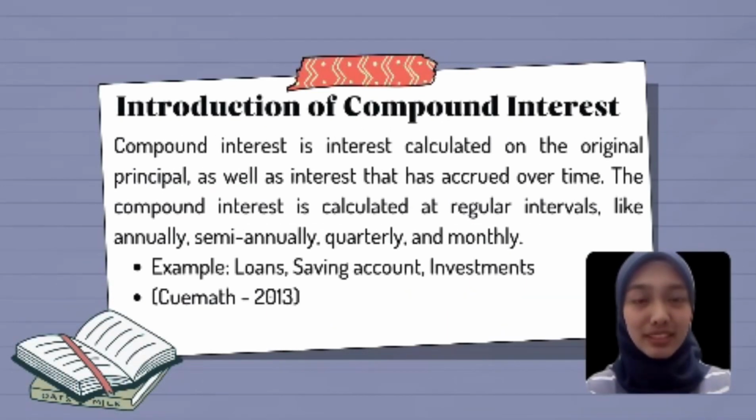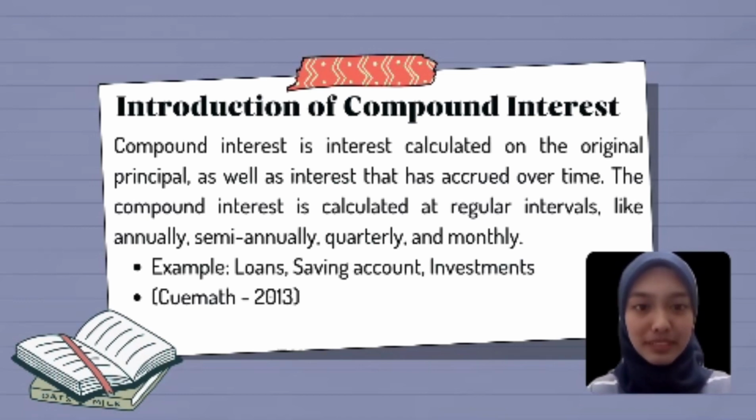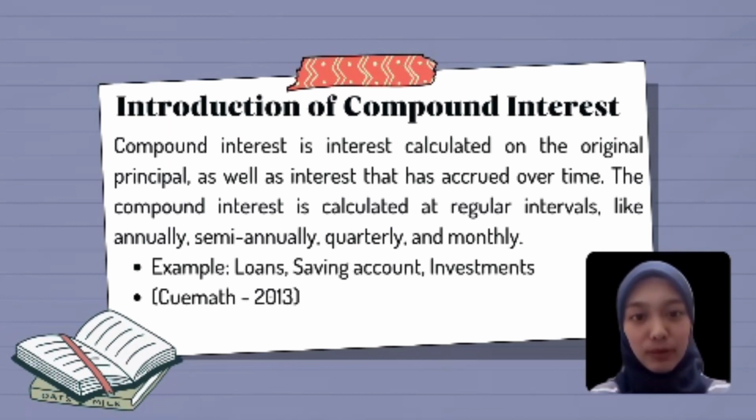Let's move to the introduction of compound interest. Compound interest is interest calculated on the original principal as well as the interest that has accrued over time. The compound interest is calculated at regular intervals like annually, semi-annually, quarterly, and monthly. For example, loans, savings accounts, and investments.